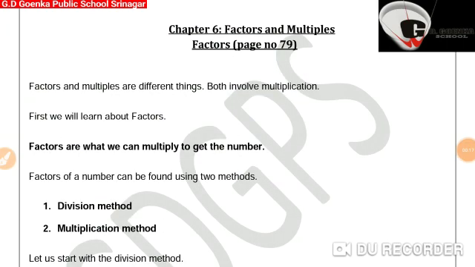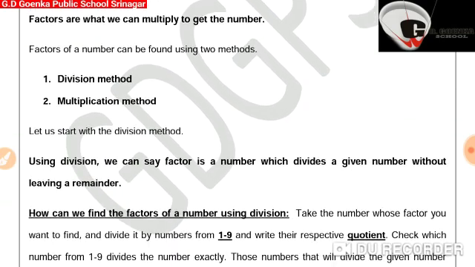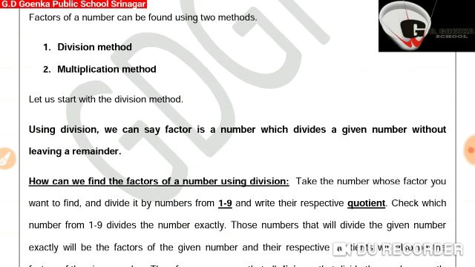Factors and multiples are different things, but both involve multiplication. First, we'll learn about factors and then we'll learn about multiples. Factors are what we can multiply to get the number. Factors of a number can be found using two methods: one is the division method and the second is the multiplication method. Let's start with the division method. Using division, we can say a factor is a number which divides a given number without leaving a remainder.